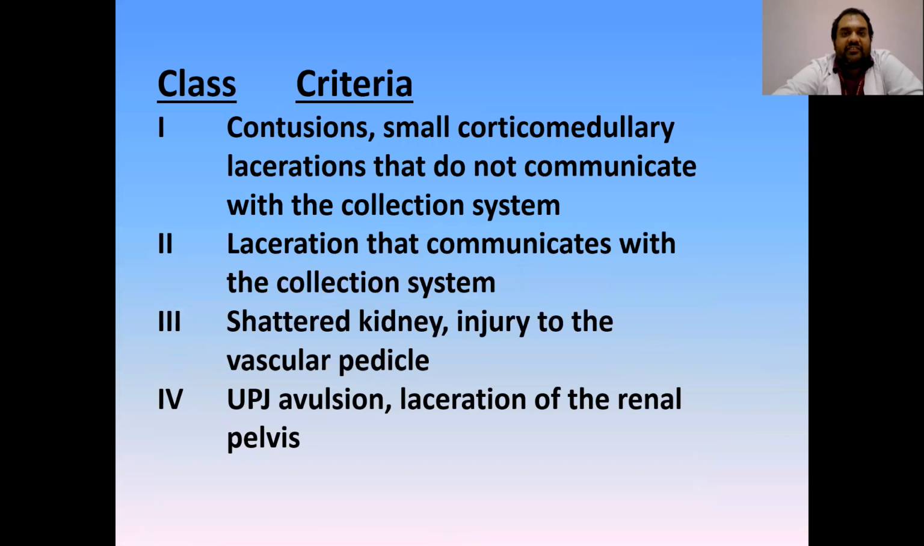There are four classes of the renal trauma, like splenic trauma. First class, contusions, small corticomedullary lacerations that do not communicate with the collecting system. Second, laceration that communicates with the collecting system. Three, shattered kidney, injury to the vascular pedicle. Four, UPJ avulsion, laceration of the renal pelvis.